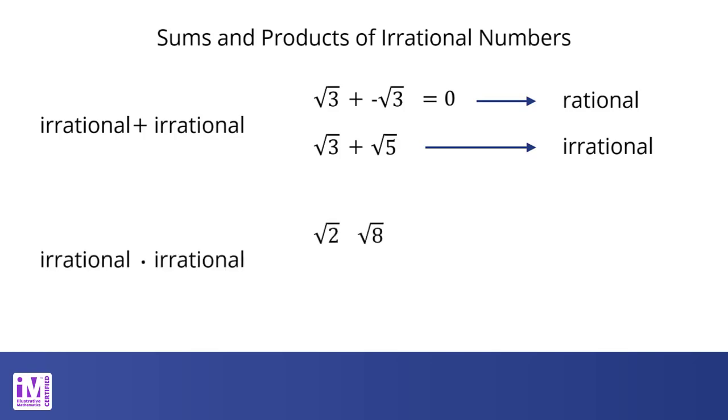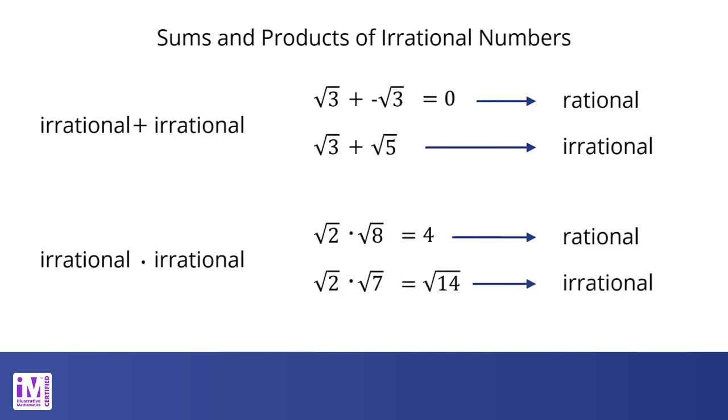The square root of 2 and the square root of 8 are each irrational, but their product is the square root of 16, or 4, which is rational. The square root of 2 and the square root of 7 are each irrational, and their product is the square root of 14, which is irrational. What about a rational number and an irrational number?